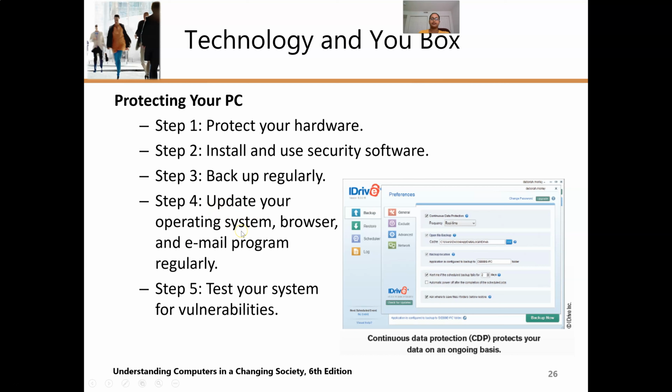Regularly update your operating system, browsers, and email programs, because that's how your security patches come through. Your update is through the internet, so that's how your regular security patches also come through. Finally, test your system for vulnerabilities. Most of these features are inbuilt in your antivirus software, the security software which you would have installed. Most of these would also do a testing for vulnerabilities. So did you install any antivirus software in your PCs or MacBooks?